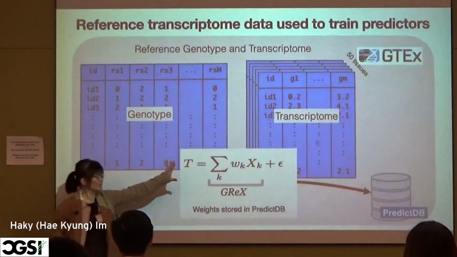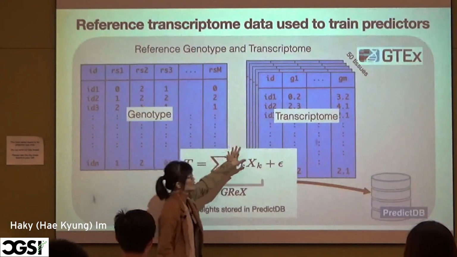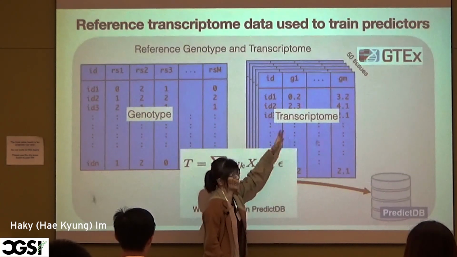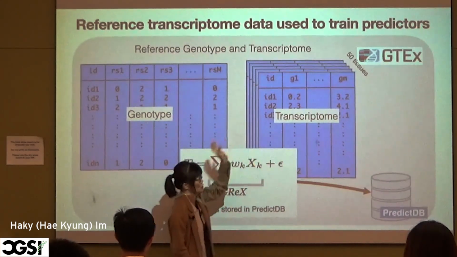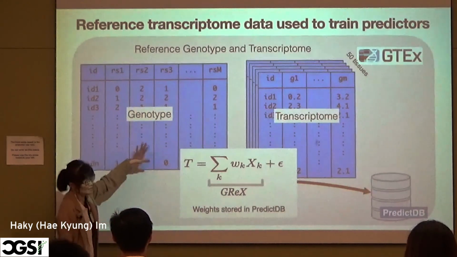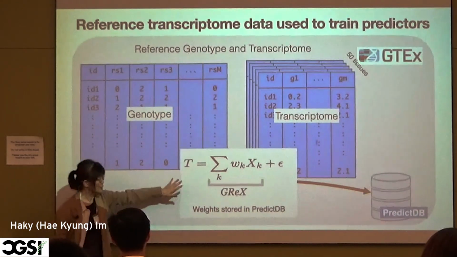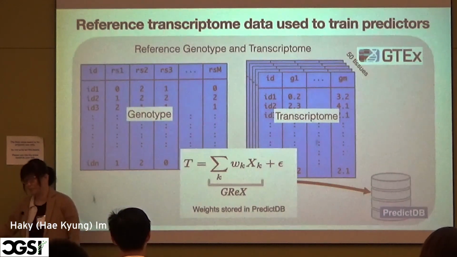And you predict this. In order to do this, you need reference data sets where you have gene expression data, like in GTEx, where you have gene expression in many different tissues, and the same genotype data for the same individuals. You fit this linear model, you're good to go.